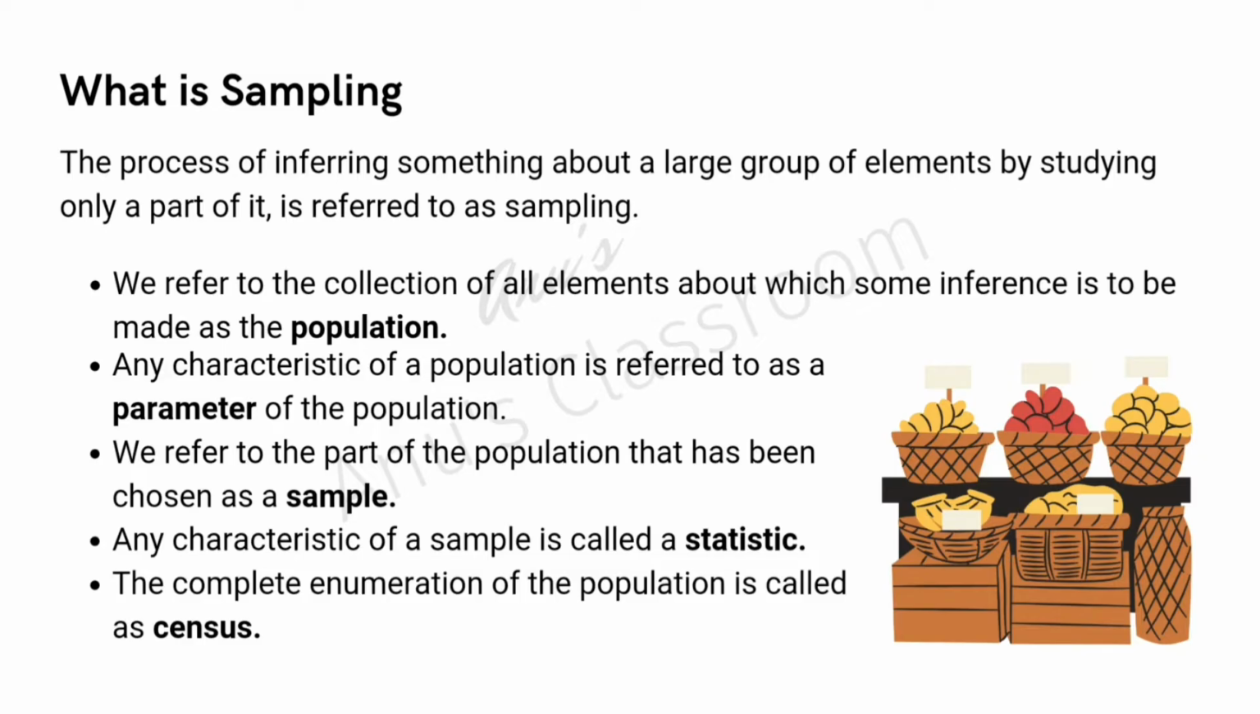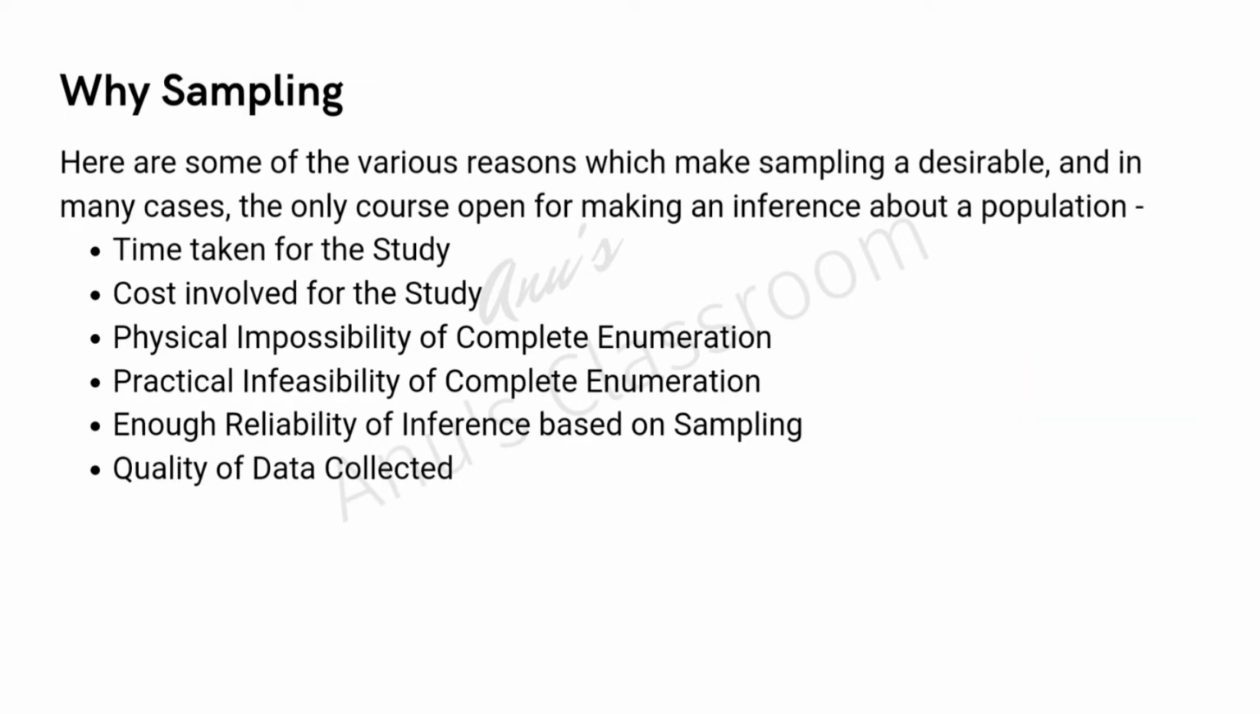And the complete enumeration of population is called census. If we are going to each and every person or each and every element and trying to find out, like if you are eating every single grape in that say fruit shop, then what you did right there is a census. Nobody's going to let you do that in a fruit shop. But in the national level, in many cases we have also taken part in census, right? So that is census. Now, why do we go for sampling?